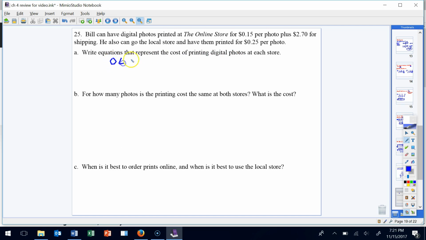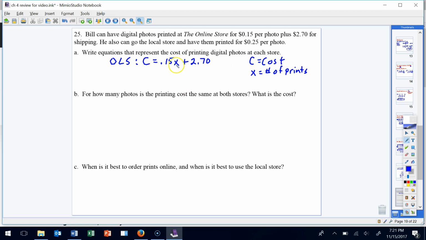All right, the online store. I'm going to let C be cost, and I'm just going to let x be the number of prints, because we're charged by how many prints we have. All right, so the online store will cost 15 cents for every print. That's another way of saying 15 cents is the slope. And then there's this one-time fee of $2.70.